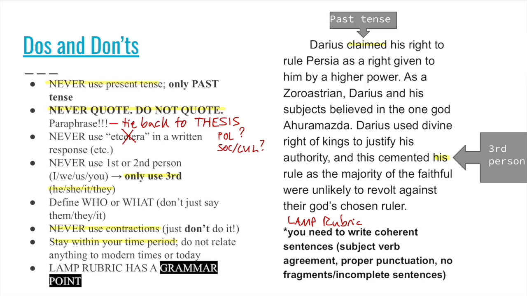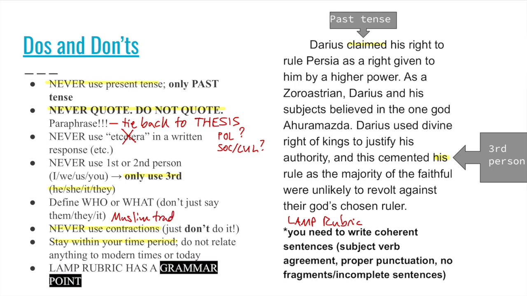Never use first or second person. You only need to use third person. Make sure that you define the nouns that you're using. Don't just say they, say the Portuguese or the Muslim merchants, so I can be clear on who you're talking about. Never use contractions or shortcuts, and stay within your time period.